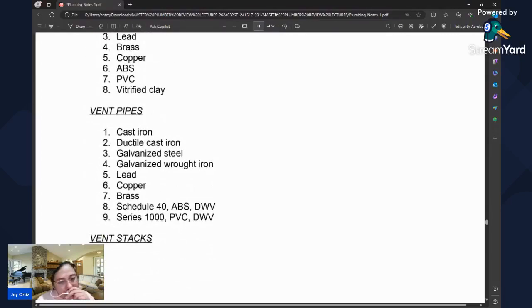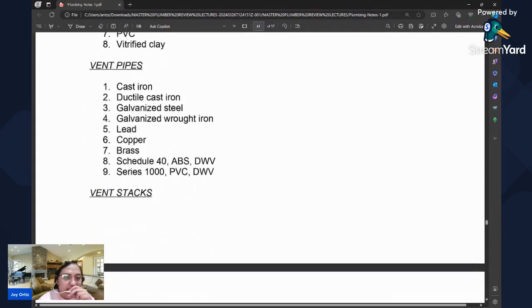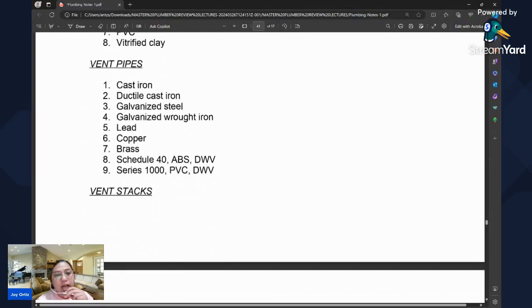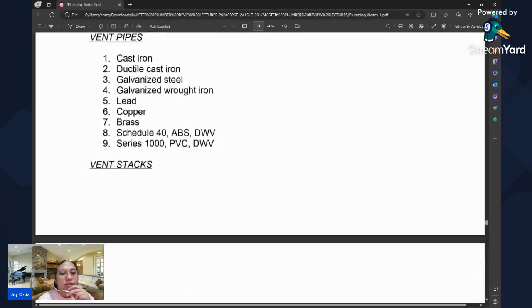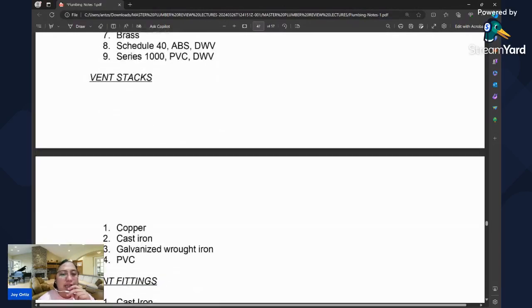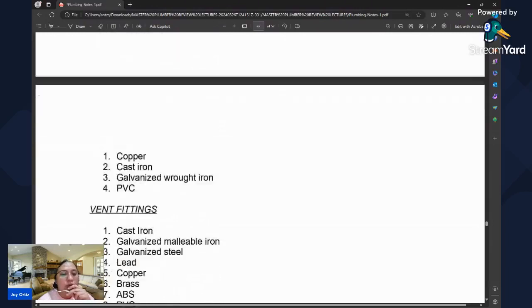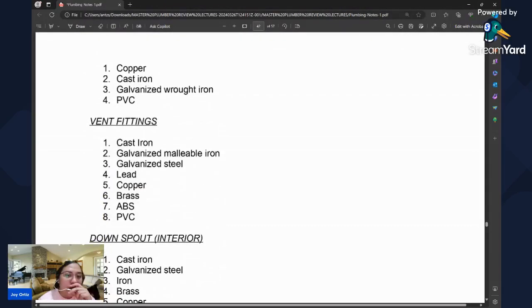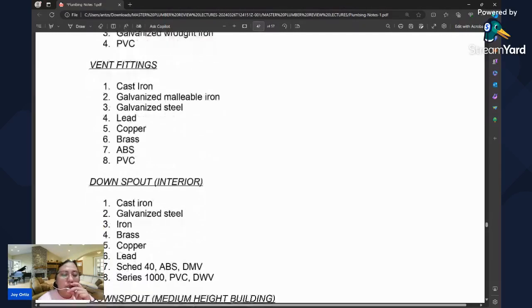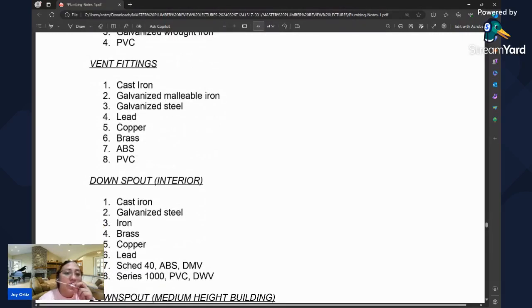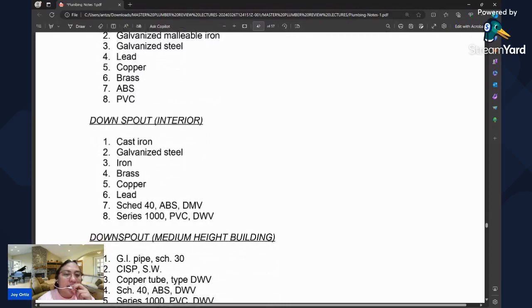For the vent pipes, we can use cast iron, ductile cast iron, galvanized steel, galvanized wrought iron, lead, copper, brass, Schedule 40 ABS DWV, Series 1000 PVC DWV. For the vent stacks, we can use copper, cast iron, galvanized wrought iron, and PVC. For vent fittings, we can use cast iron, galvanized malleable iron, galvanized steel, lead, copper, brass, ABS, PVC.